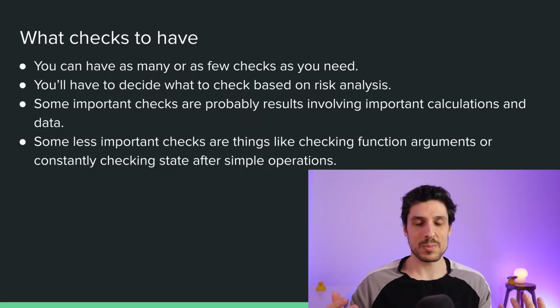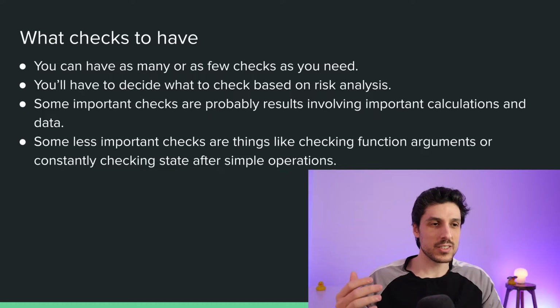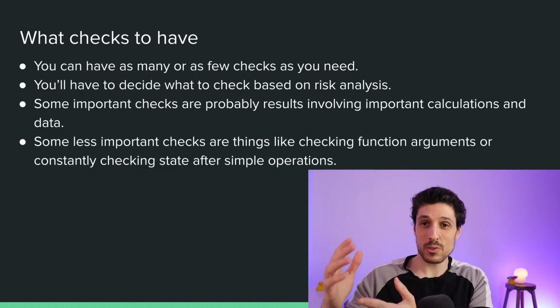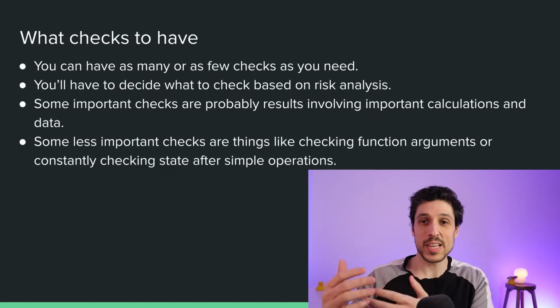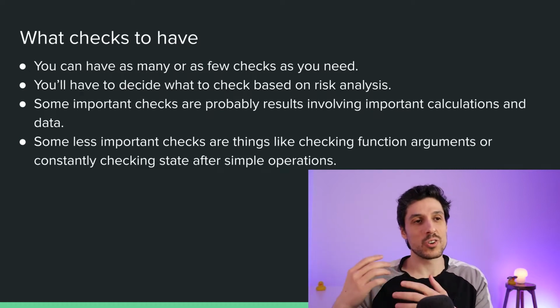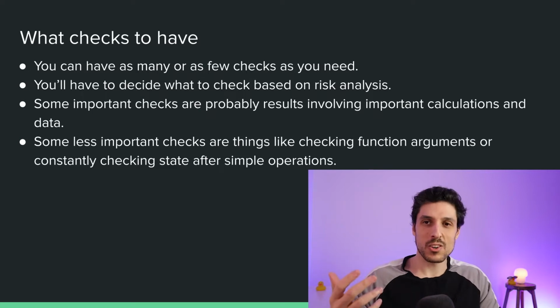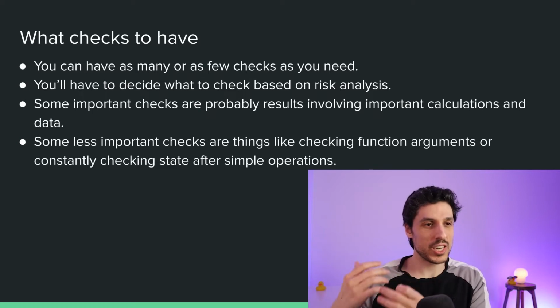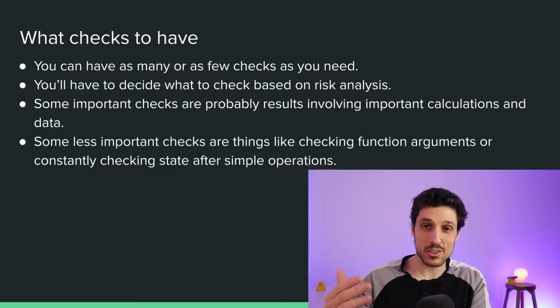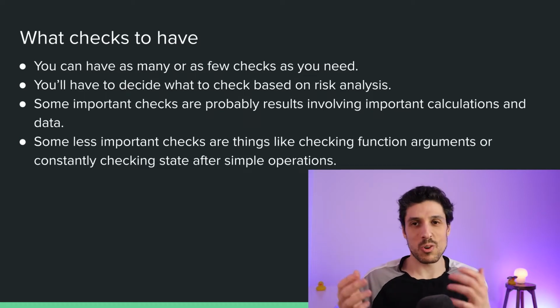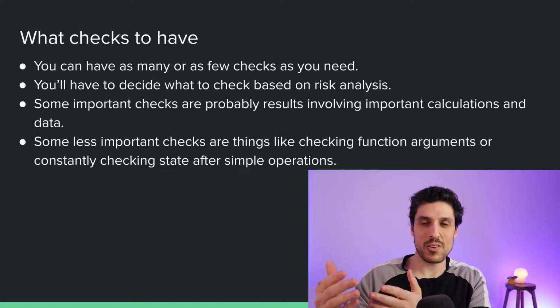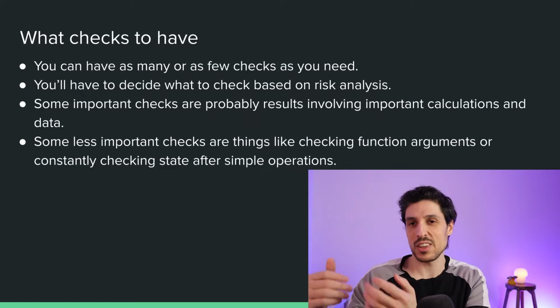So for example, some things that might be important are checks involving important calculations and data that you obtain from places, right? It's probably important for that code to work correctly, so you would check that. And arguably other smaller things are checking that functions have been called with the correct arguments, and constantly checking that state is correct after simple operations and things like that.